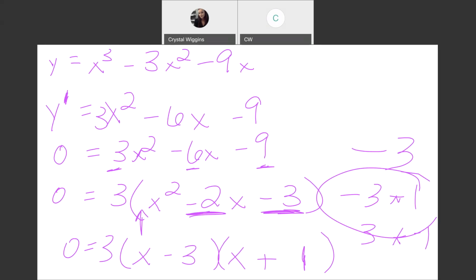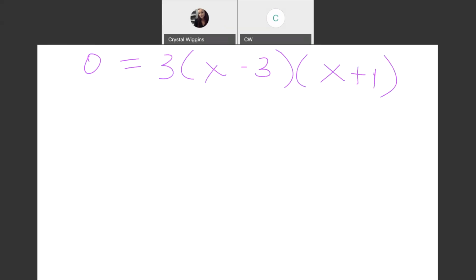Now we need to use the zero product property. The zero product property states that if two things are being multiplied and they equal 0, then one of these pieces had to be 0 to start with, or both. Let's rewrite what we ended with. We ended with 0 is equal to 3 times x minus 3 times x plus 1.